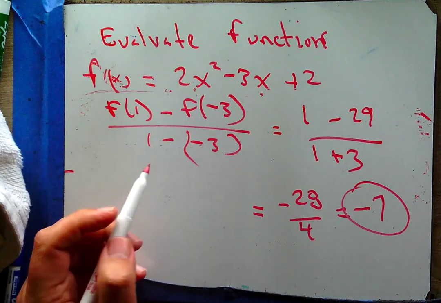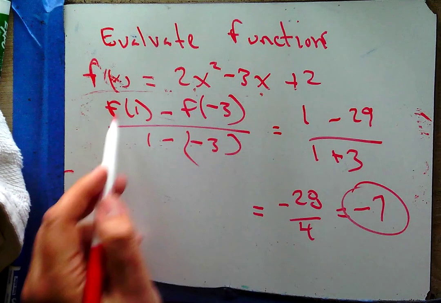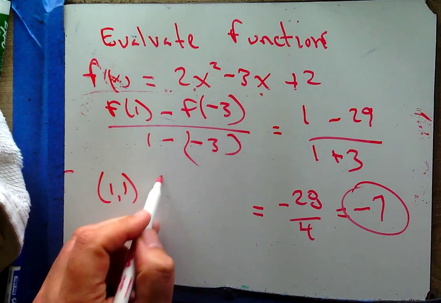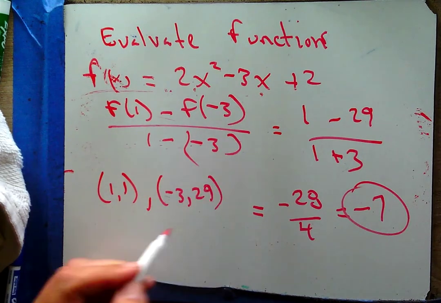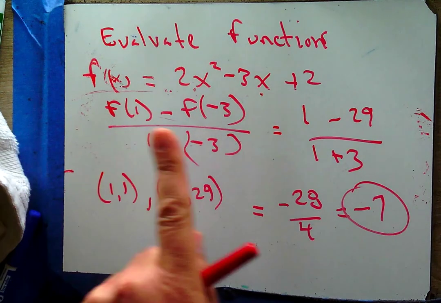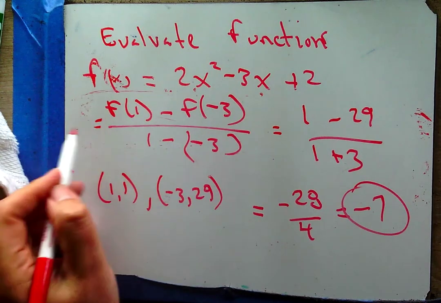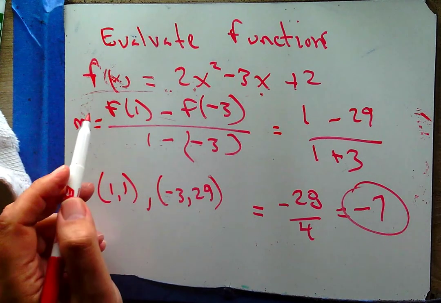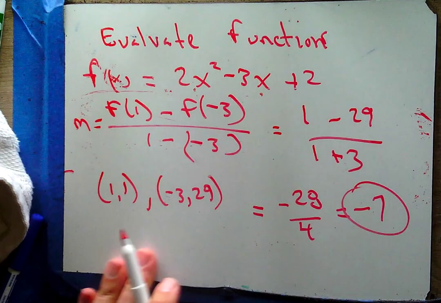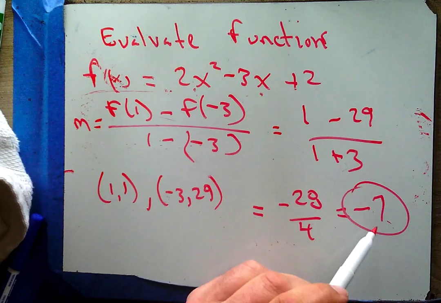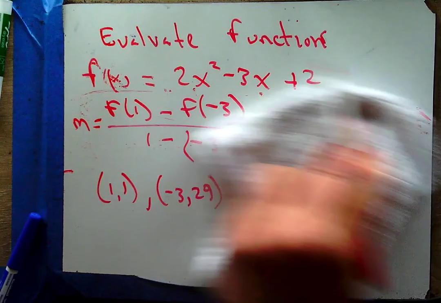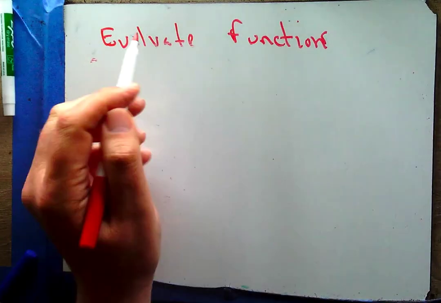What does it represent? Well, remember, this is the slope formula. Remember, we've got ordered pairs. 1, 1, negative 3, 29. And so I'm doing y2 minus y1 over x2 minus x1. This represents the slope of the line from -3 to 1. And if we had some units here, we could say that was an average rate of change. The slope between 2 points on a graph is our average rate of change. All right, so now I've done that.